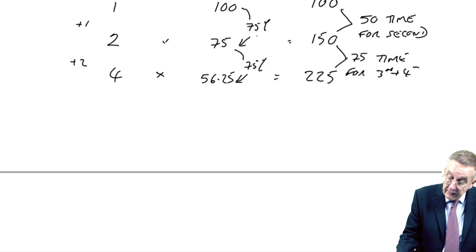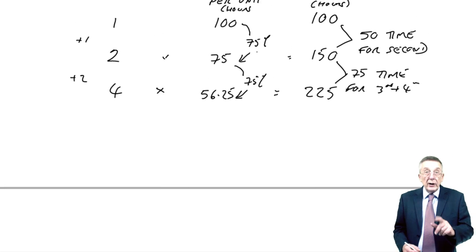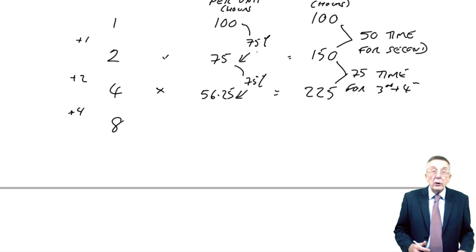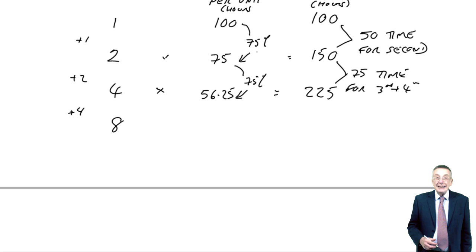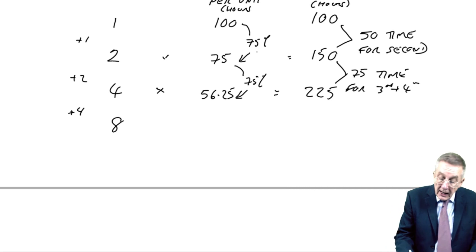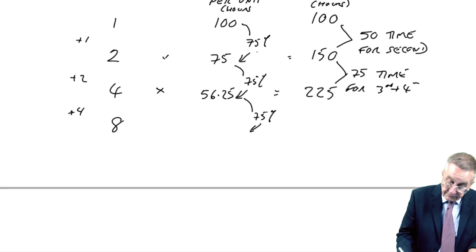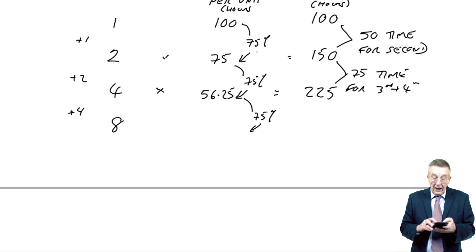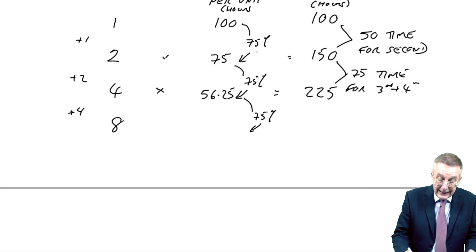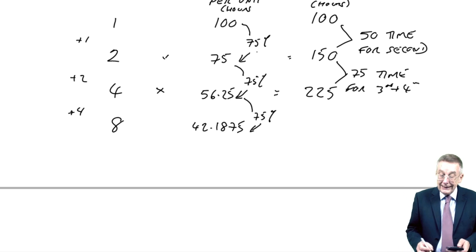And we can carry on forever, keep doubling. Let's do it just once more. We've made 4 in total. If we double, we'll make another 4, we're up to 8. And again, they're going faster and faster and faster, so the average time per unit will be lower. It'll be 75% of what it was before. 56.25 times 75%, 42.1875.